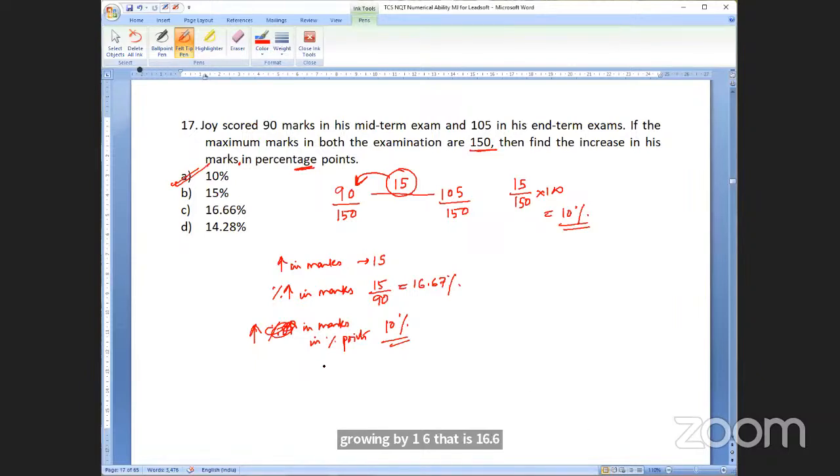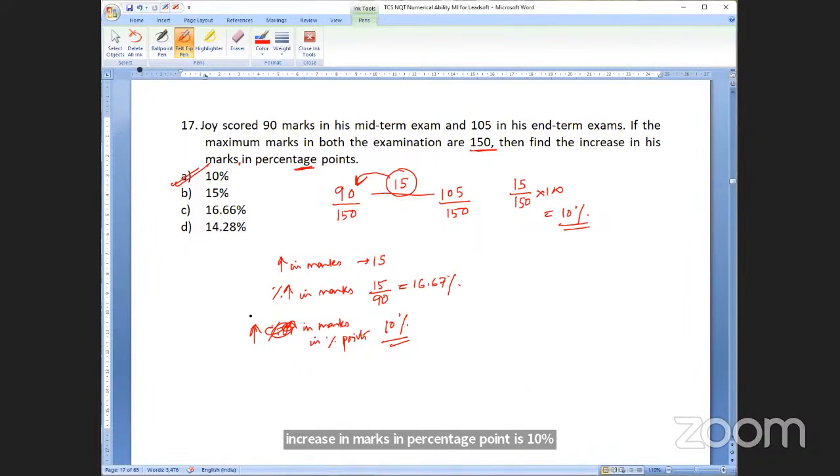But the question is find the increase in his marks in percentage points. What was his percentage before? Now what is his percentage? So before it was 60%. Now he has scored 70%. That means increase in marks in percentage point is 10%.